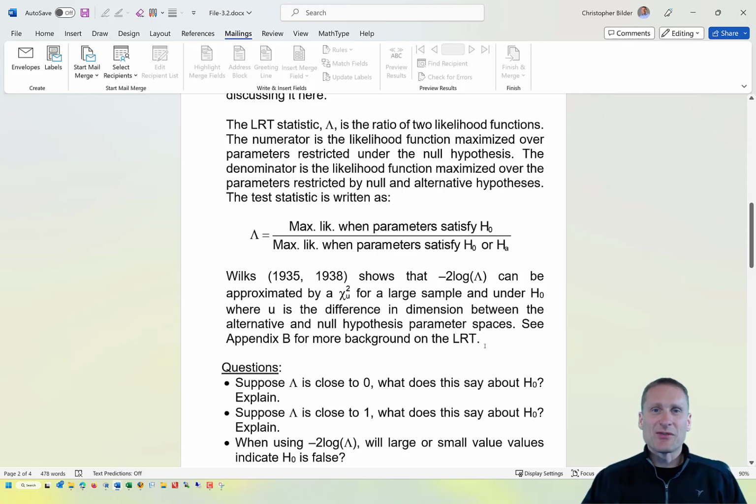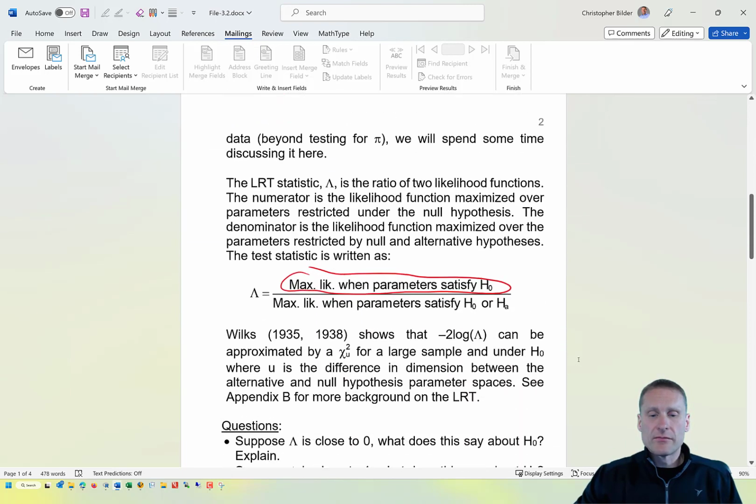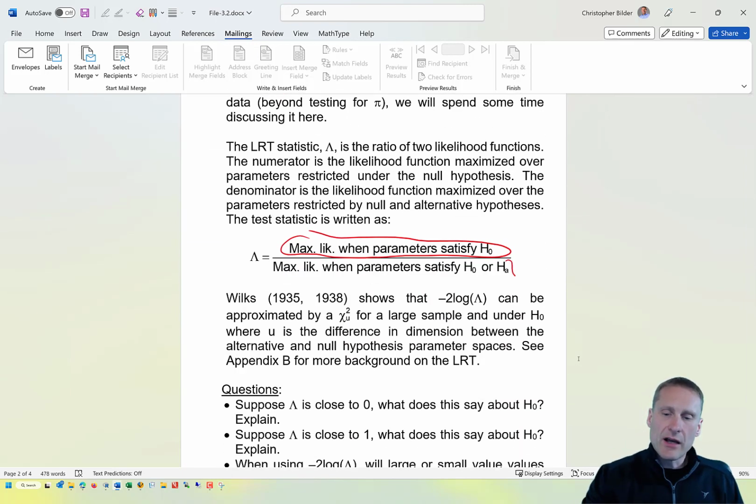ratio of two likelihood functions where the numerator is the maximum possible value the likelihood function can take on if H0 is true. Meaning, for example, if I was testing, is pi equal to 0.4 or not? I'm going to find the maximum possible value of that likelihood function that assumes pi is equal to 0.4. The denominator here is the maximum possible value that the likelihood function can take on if H0 or HA is true. And so we look at the ratio of those two likelihood functions.